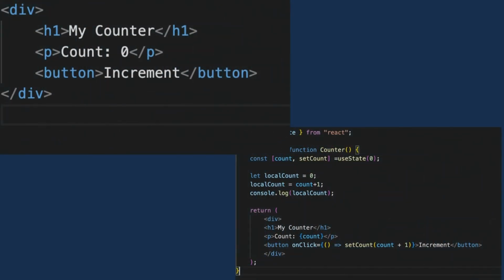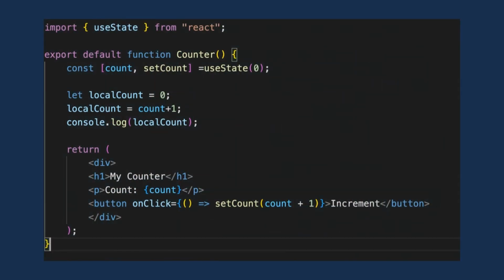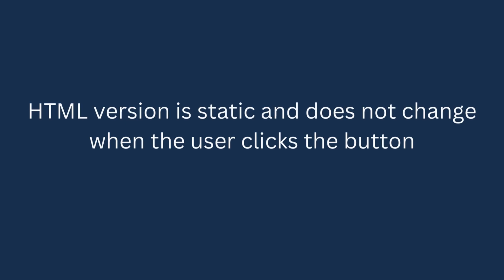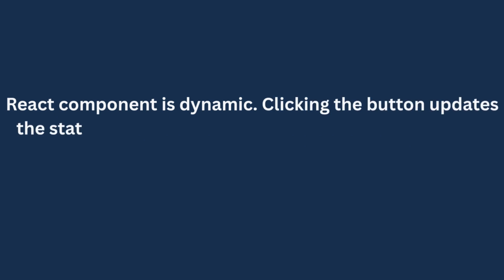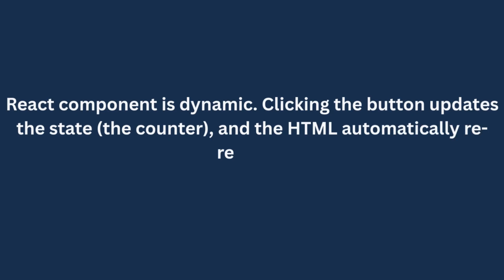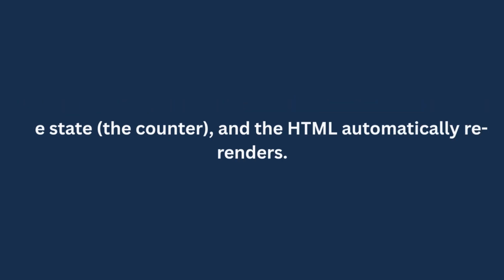Let's look at the two snippets of code. One is in HTML and the other one is a React component. The difference between these two approaches is that the HTML version is static and doesn't change when the user clicks the button. However, the React component is dynamic. Clicking the button updates the state, which is the counter, and the HTML automatically re-renders the state.